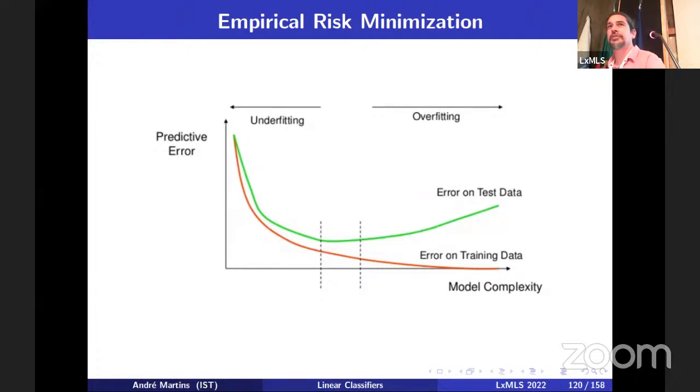I don't know if anyone is going to talk about that in the school, but it's a very active research topic. People are still trying to understand better what happens in that regime. But for the regime that I was talking about yesterday with linear models, it's safe just to consider this scenario.